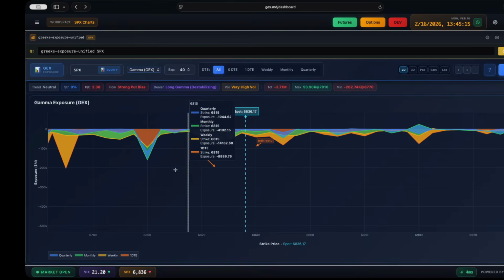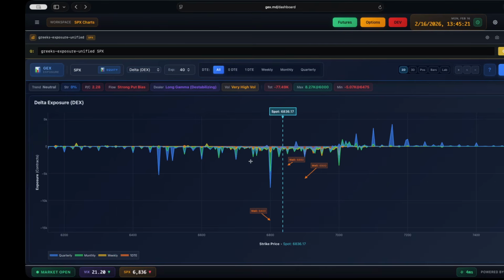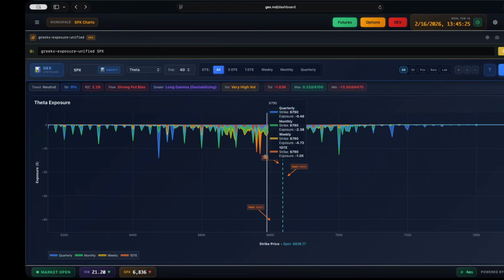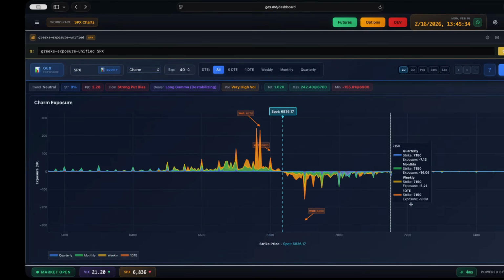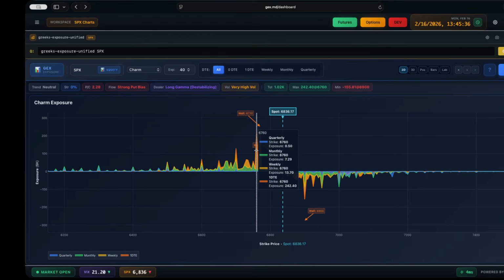You can trust this. And you can do the same thing for anything. You can do the deltas. You can do the theta. And then you can do the vega. Then you can do a charm.